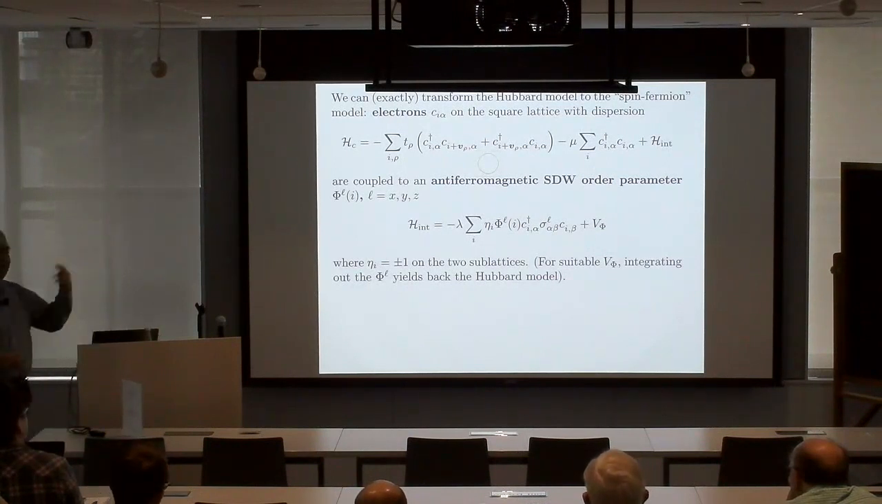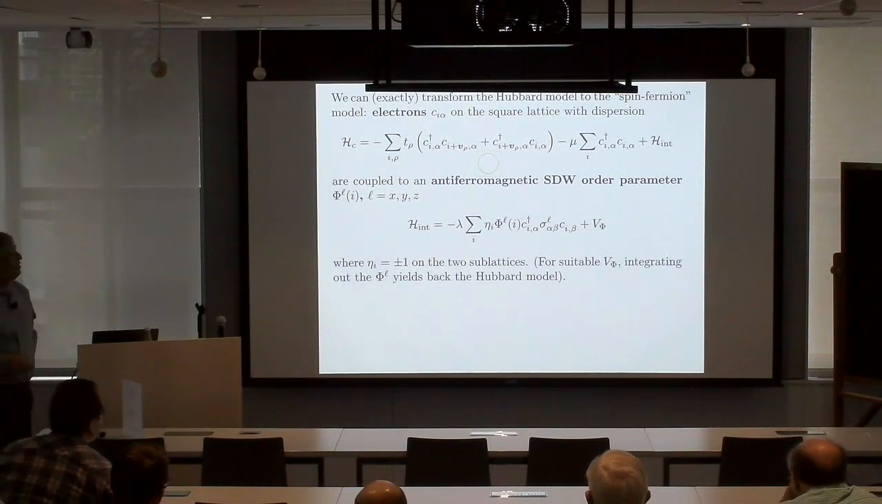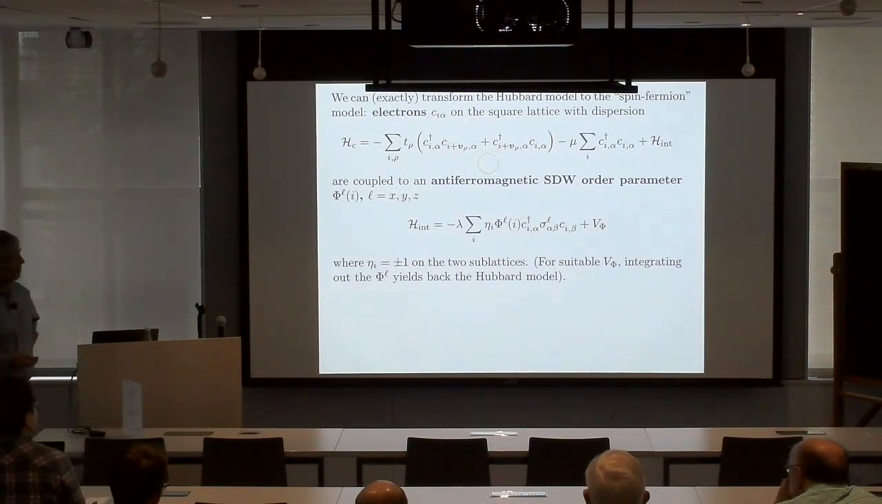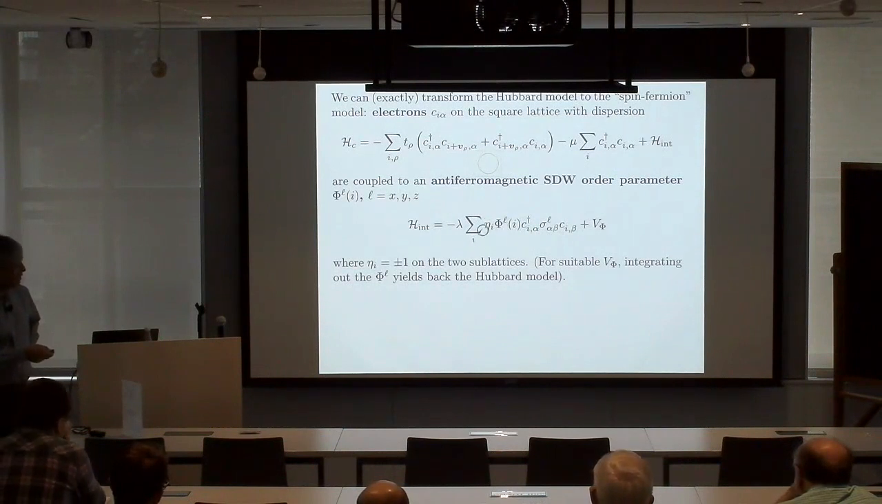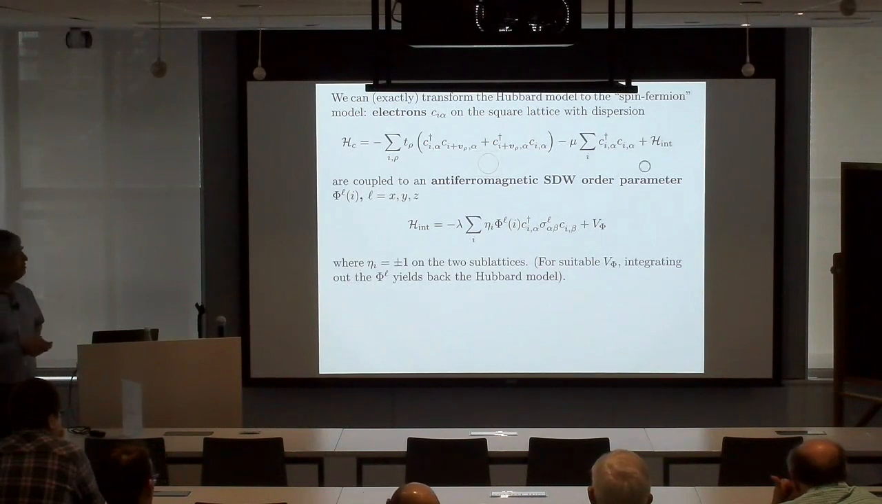All right, so let me go back to this Hubbard model and try to deal with it somewhat differently. You can take the Hubbard interaction and rewrite it in terms of a spin density wave order parameter, phi_l of i times eta_i. That's the spin density wave order parameter, with some term like phi squared here. And then if you do the integral over phi, you get back the Hubbard term.